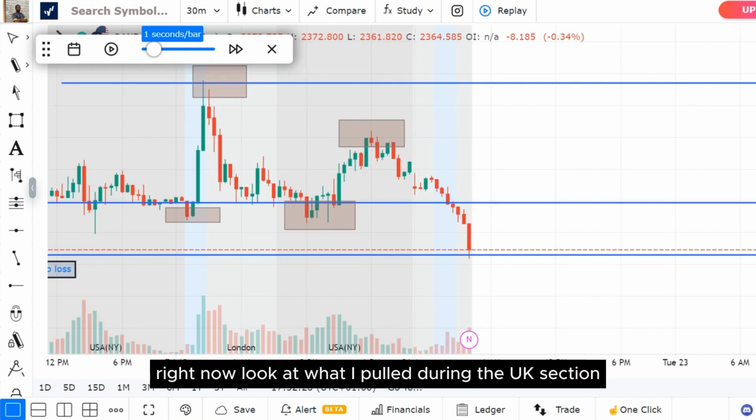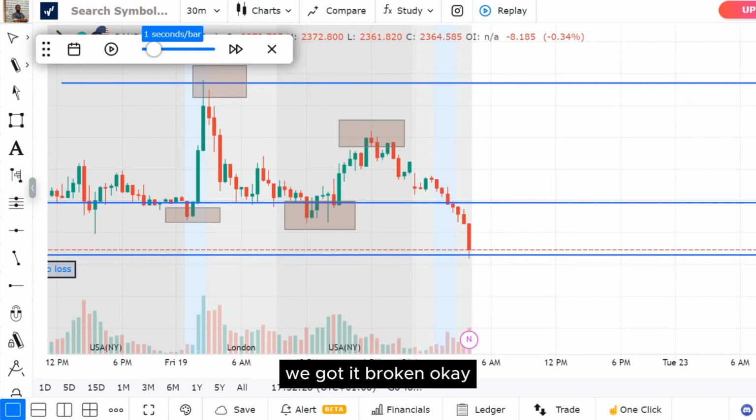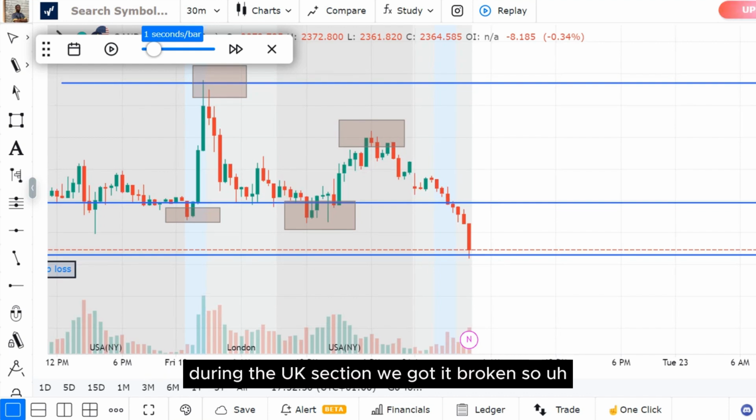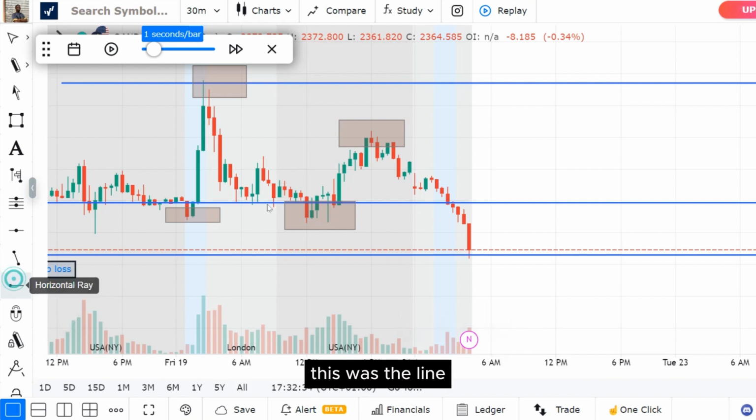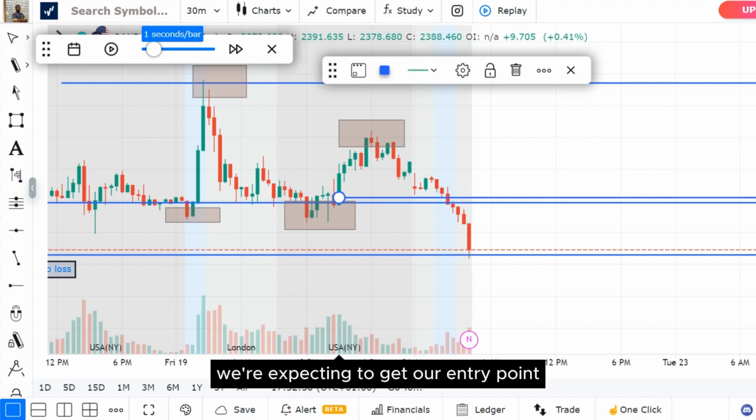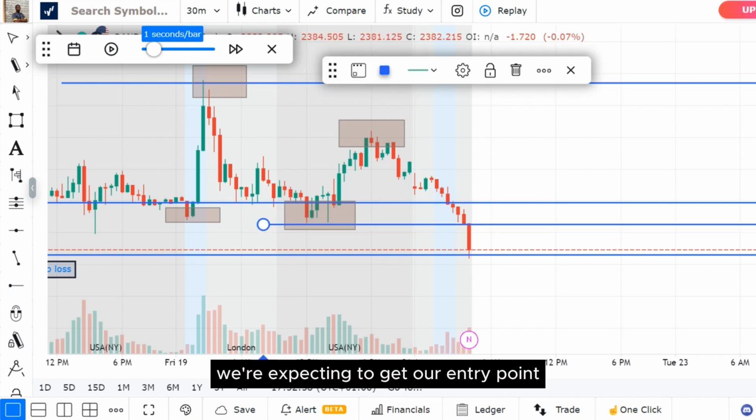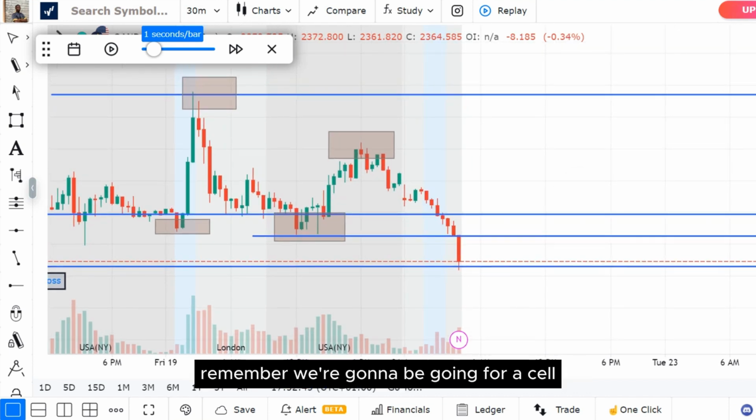Now, look at what happened. During the UK section, we got it broken, okay? So this was the line we're expecting to get our entry point. Now, look at it, it has been broken. So immediately it got broken. Remember, we're going to be going for a sell because it has broken down to the down level.